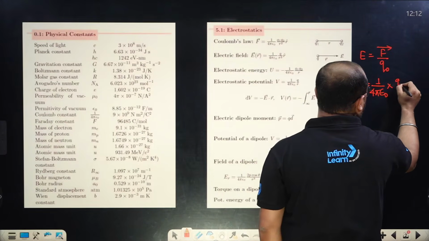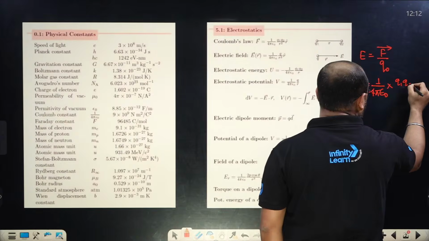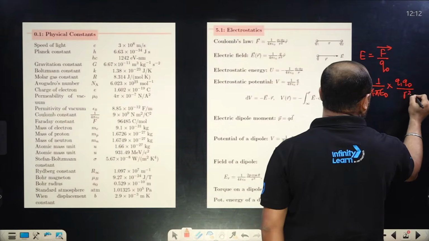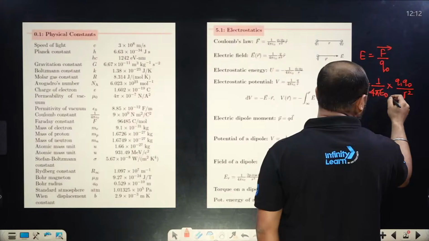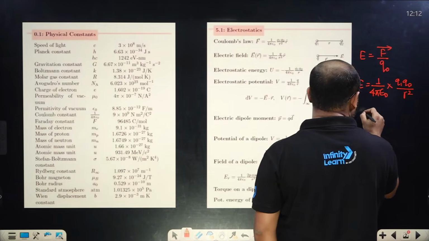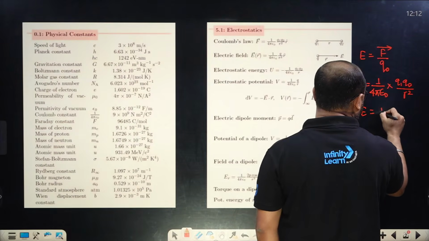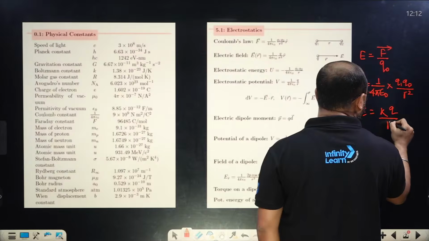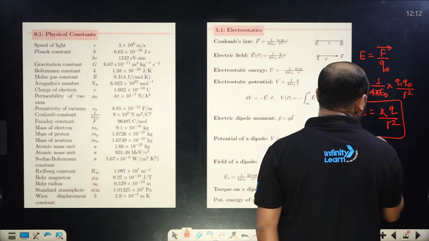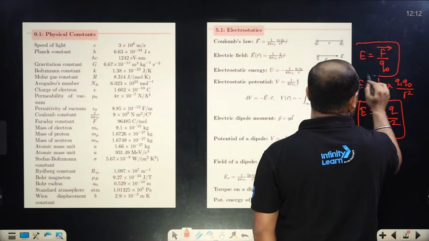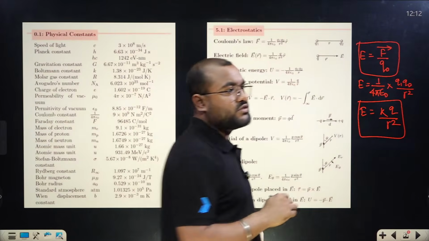Multiplication of the two charges Q1, Q2, or you can say Q naught, divided by R square, and the Q naught is cancelled out. So we are getting the electric field equals K Q divided by R square, basically. So either you can go with this formula or you can go with the other formula. It totally depends on how the question is given to you.